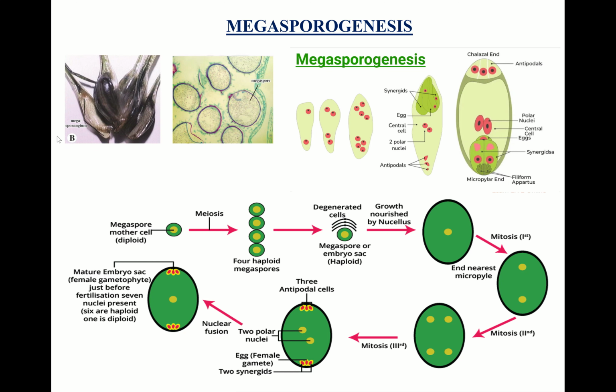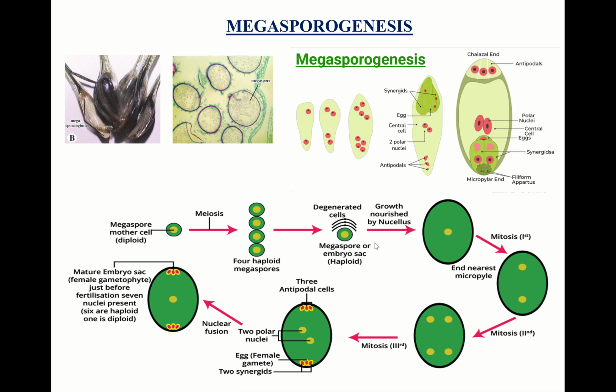So where are the megaspores produced? Megaspores are produced inside the megasporangium. So let's see how this synthesis of megaspores takes place inside the ovule. The nucellus has a megaspore mother cell which is diploid in nature, and it undergoes meiosis. As you all know, meiosis is a reductional division, so it forms 4 haploid megaspores.